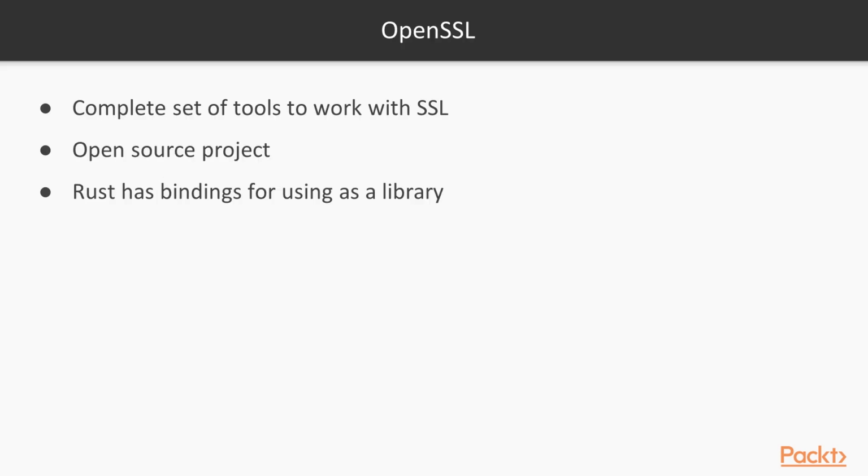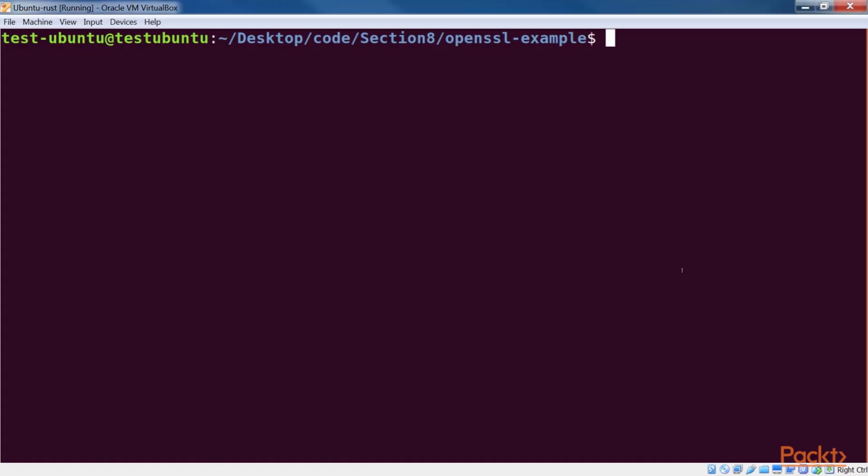We'll learn about OpenSSL. The OpenSSL library and CLI is a complete set of tools to work with SSL and TLS objects. It's an open source project and is widely used by companies all around. As one would expect, Rust has bindings for using it as a library in Rust projects. In this discussion, we'll take a closer look at the certificates we saw in the last section. We'll use Rust-OpenSSL to generate and inspect a certificate from scratch.